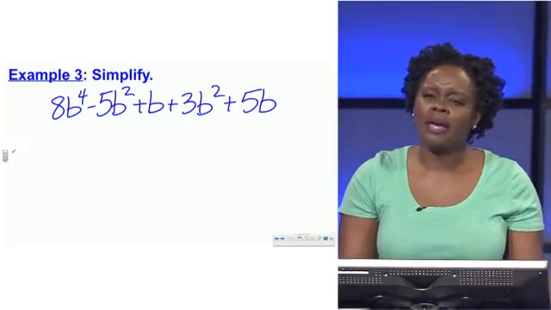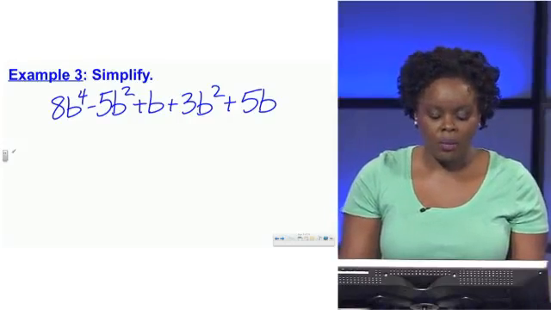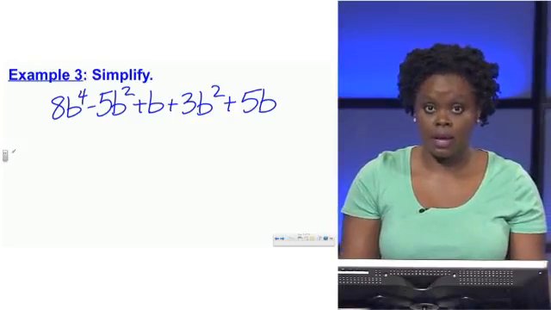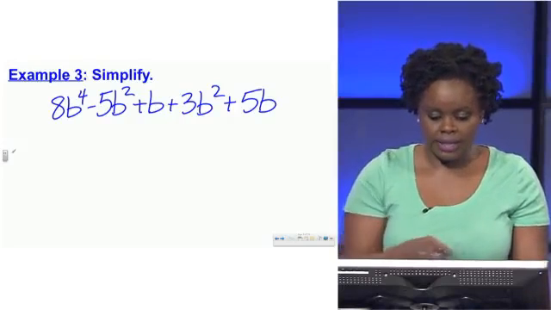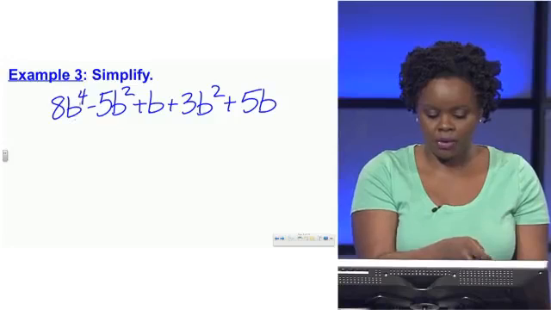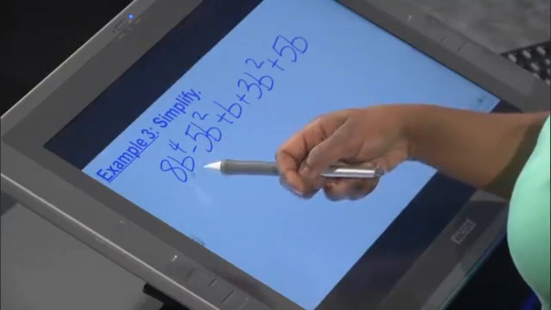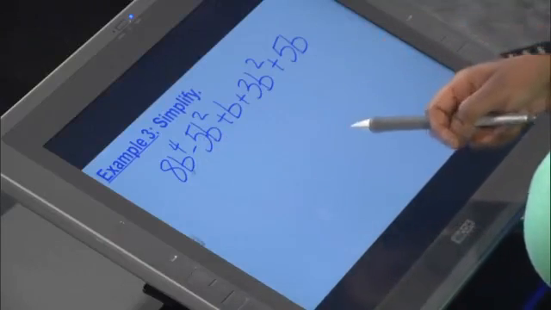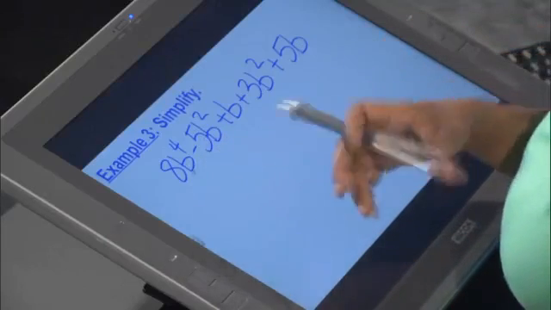Okay. So I scan the problem, and because I know I want my answer in standard form, I'm always going to look for the largest exponent first to start identifying where my like terms are. So I see this first term has an exponent of 4. It's the largest one, but I notice there are no other terms that have an exponent of 4. So there's nothing to combine that term with.